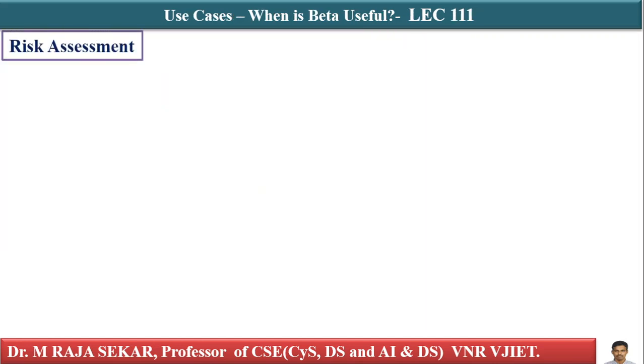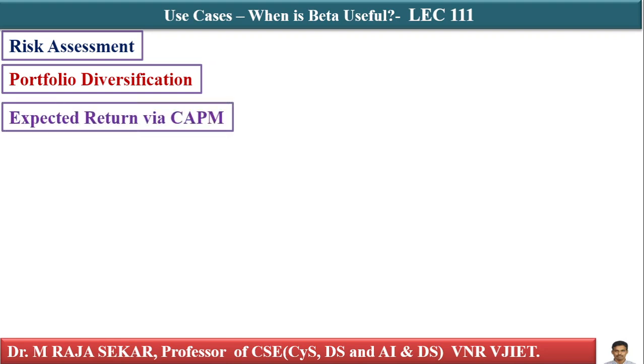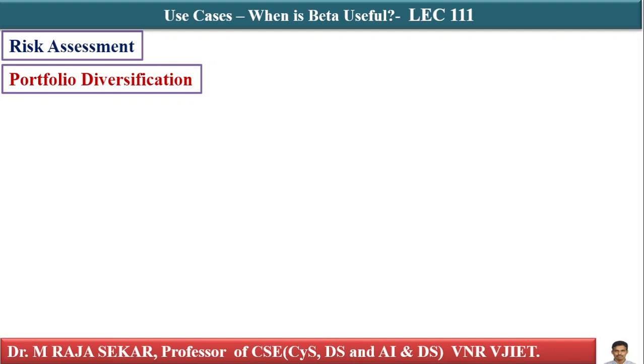Now let's view another use case: when is beta useful. Risk assessment helps investors understand how much market risk a stock carries. If you're risk averse, you would prefer low beta stocks that don't fluctuate widely with the market. Portfolio diversification. Beta helps balance risk by mixing high and low beta assets. If your portfolio has a lot of high beta tech stocks, you might add some low beta utilities to stabilize it.